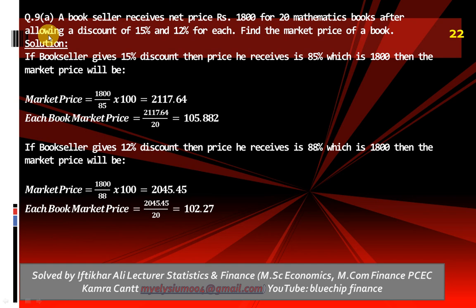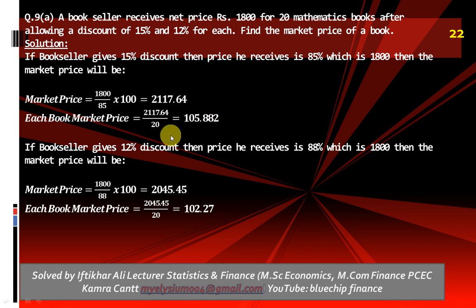Question number 9, part A. A bookseller receives a net price of rupees 1800 for 20 mathematics books after allowing discounts of 15% and 12% respectively. Find the market price of a book. So if the bookseller gives a 15% discount, then the price he receives is 85%, which is 1800. Then the market price will be 1800 divided by 85 multiplied by 100, 2117.64. The market price of each book is 2117.64 divided by 20, which equals 105.882.